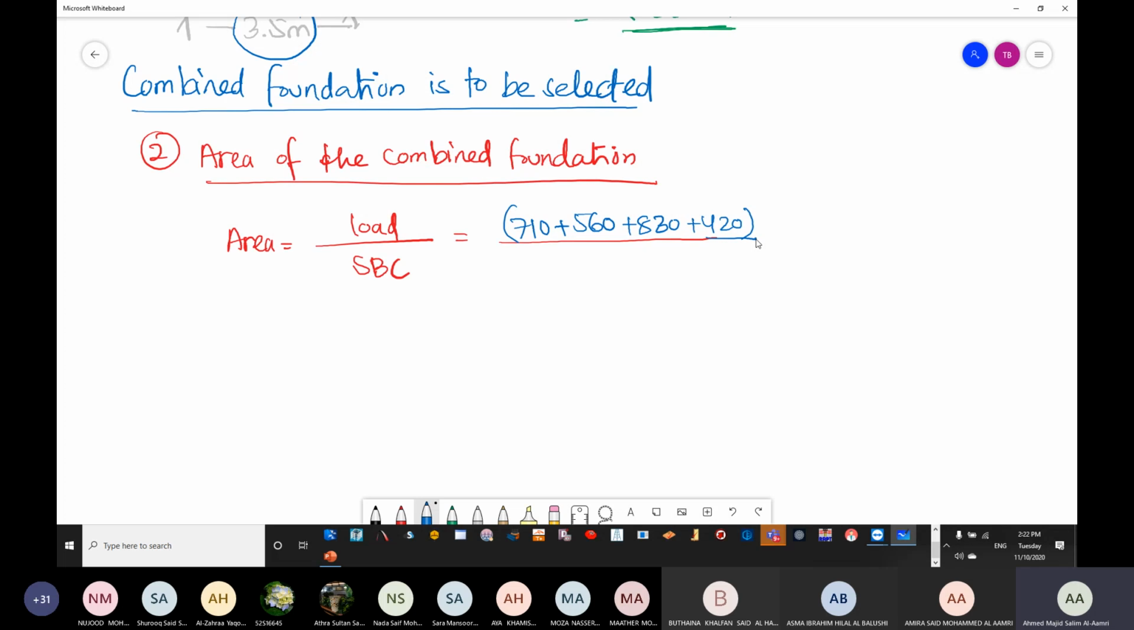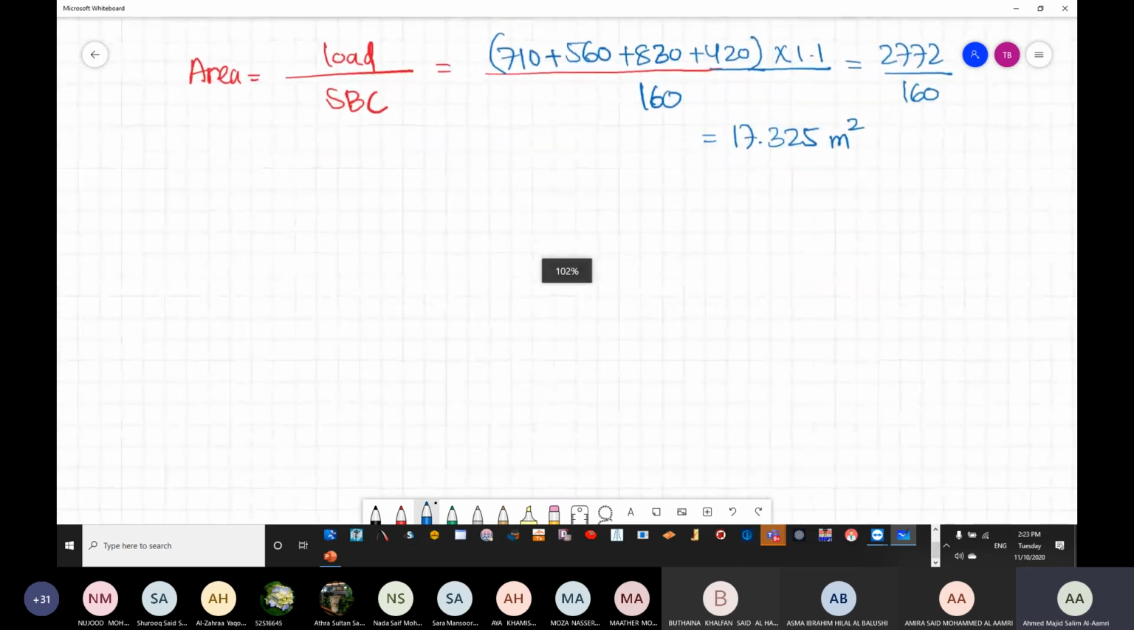Now, once again, we need to consider self weight. So I'm considering self weight, 1.1, divided by the safe bearing capacity, that's 160. Okay, so can you give me the total value now? Okay, so here we have 2772 divided by 160. So we are going to have 17.325 meters squared. This is the area of the foundation.